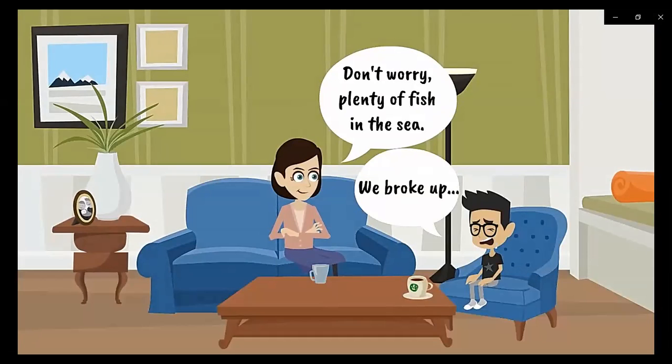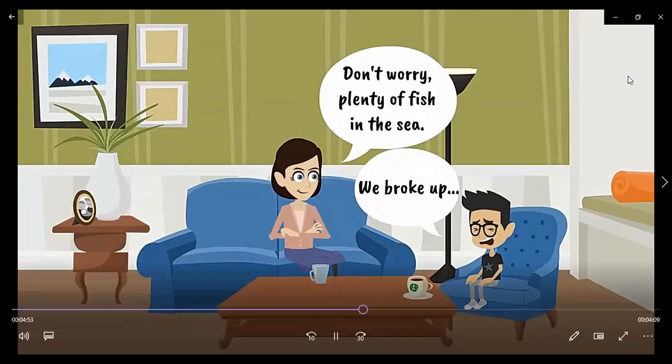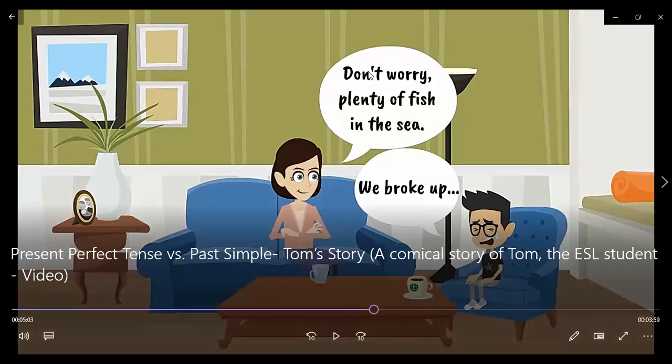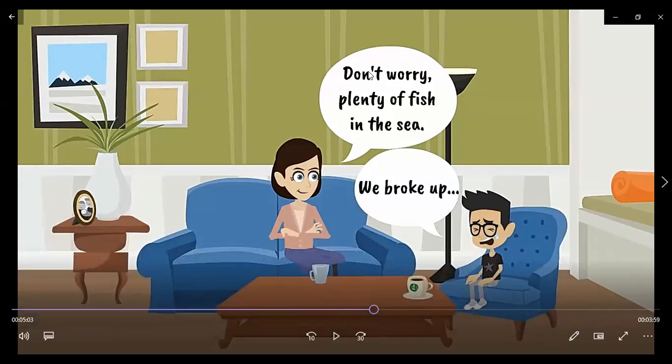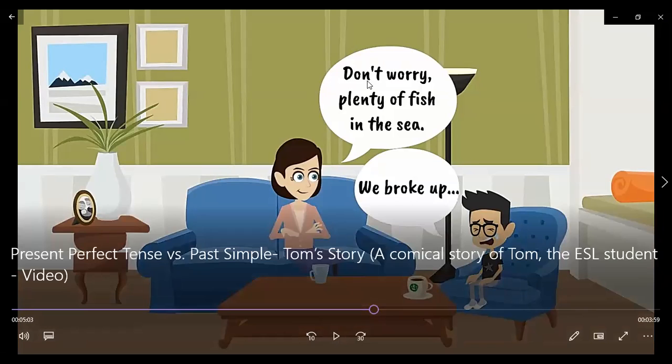In this scene, although the time is not mentioned, both the boy and his mother know the time of the date. Okay, the mother asks her son. So look at this phrase and take note, because you can use this idiom when you are talking with other people. It says, don't worry, plenty of fish in the sea.